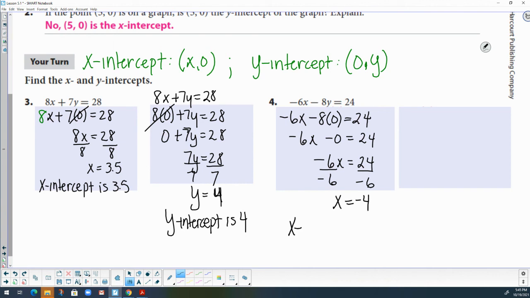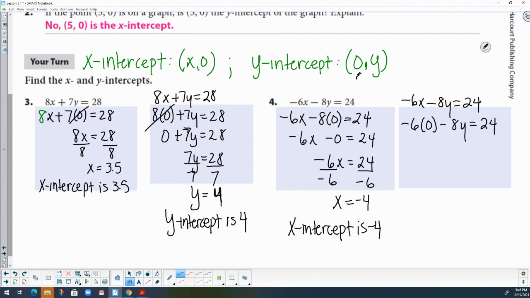So I know my x-intercept is negative 4. And now I'm going to go ahead and solve for my y-intercept. Same equation, negative 6x minus 8y is equal to 24. I'm going to substitute in my 0 for x. So negative 6 times 0 minus 8y is equal to 24. Once again, that's just nothing. So negative 8y, so divide by negative 8. So y is equal to negative 3. So my y-intercept is negative 3.